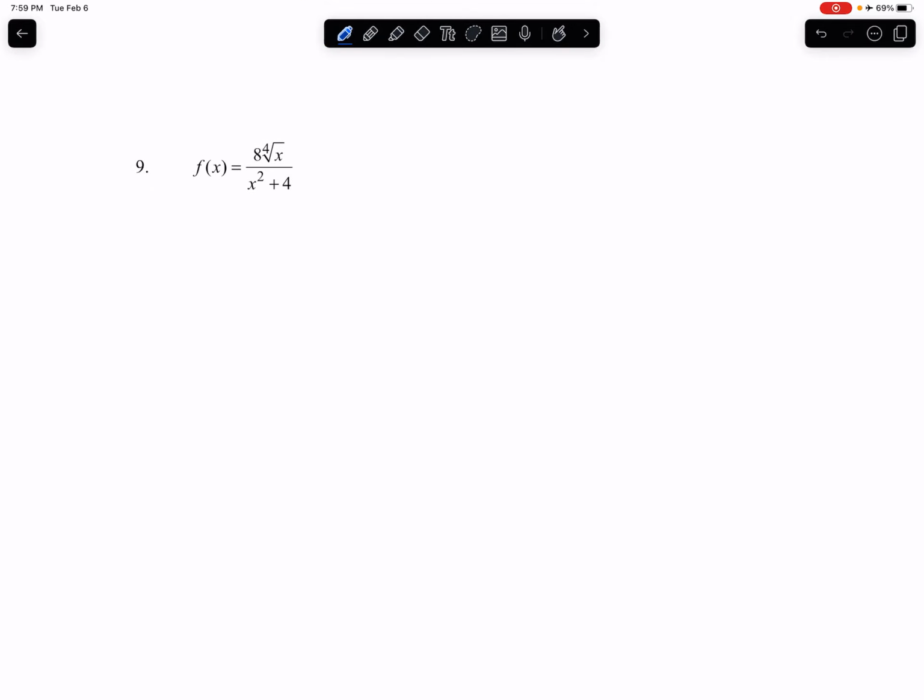Okay, f of x equals 8 times the fourth root of x over x squared plus 4. Here we have a quotient, so let's use our quotient rule. Our derivative is the bottom times the derivative of the top, minus the top times the derivative of the bottom.